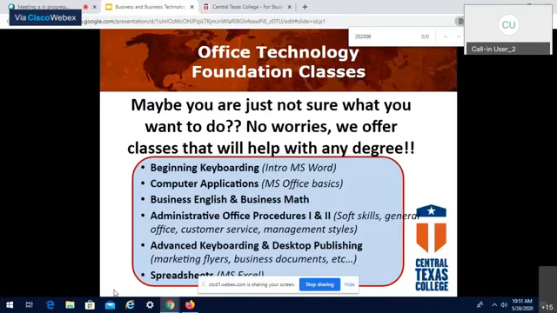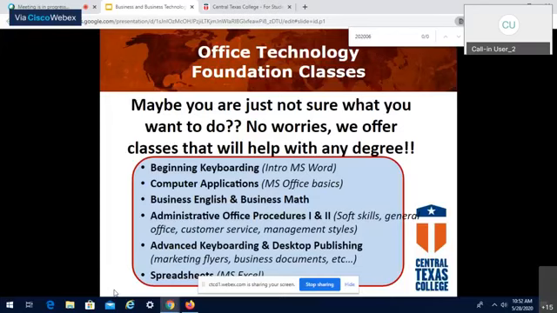But some of the classes, like I was saying earlier, we have beginning keyboarding, computer apps, business English, and business math, administrative offices. We've got advanced keyboarding, desktop publishing, and spreadsheets. I missed that one. Oh my goodness, that's my class. That's the one I teach.